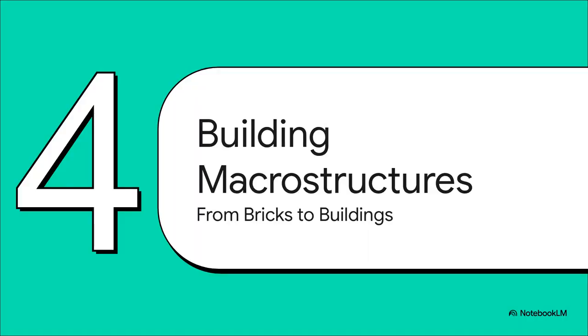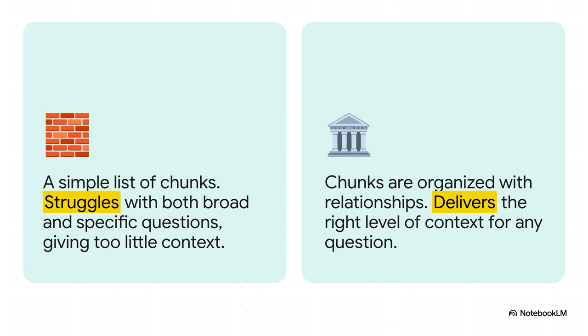All right, so let's say we've done all that. We have these perfect, semantically coherent chunks. We have our bricks. But a pile of bricks isn't a house. Now we need the blueprint. It's time to talk about organizing these chunks into an intelligent macro structure. Because if you don't have a plan, all you've got is just a flat, disorganized pile of chunks, and that's a nightmare for the user.